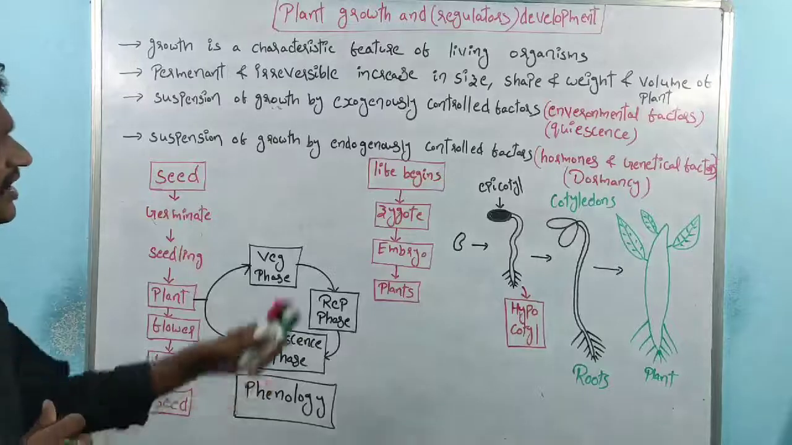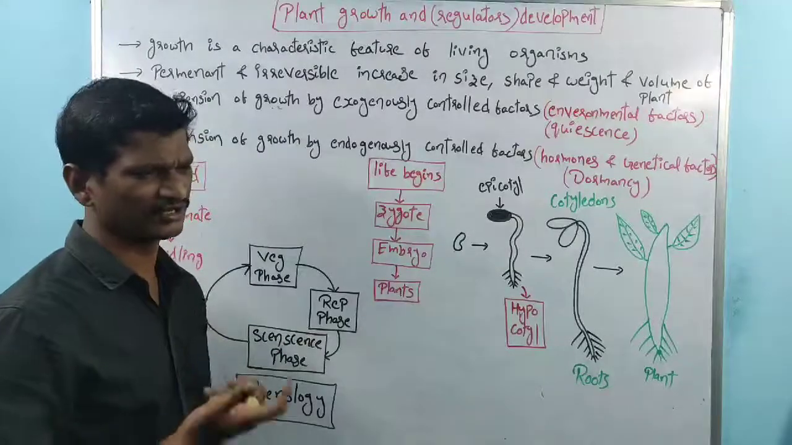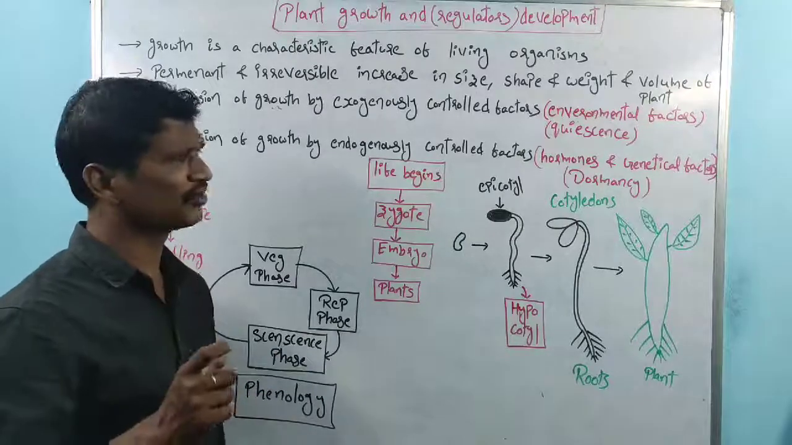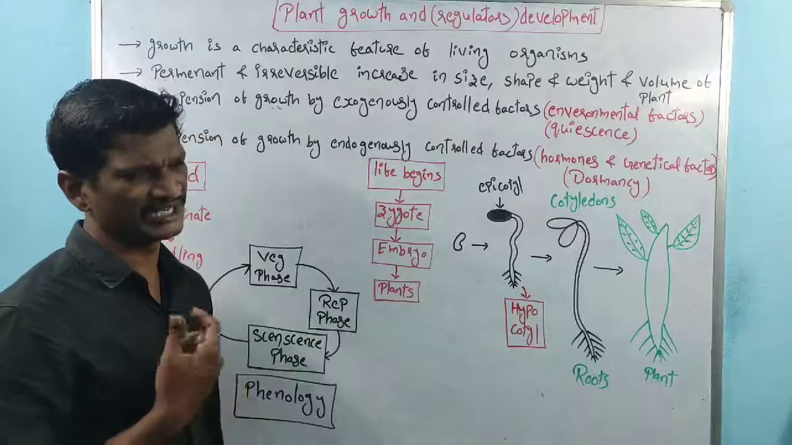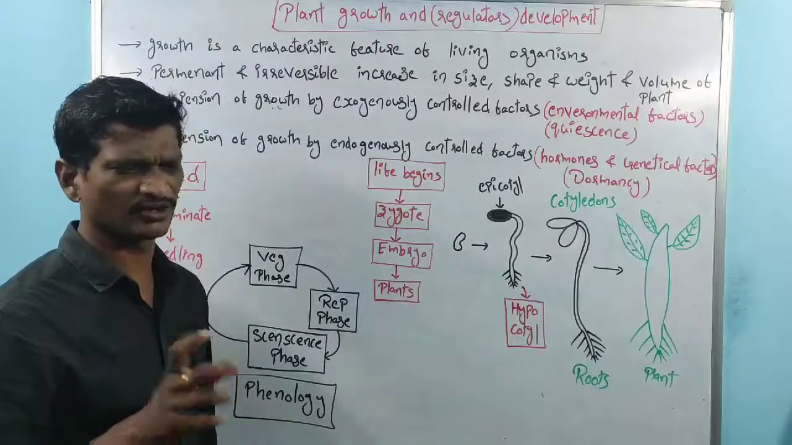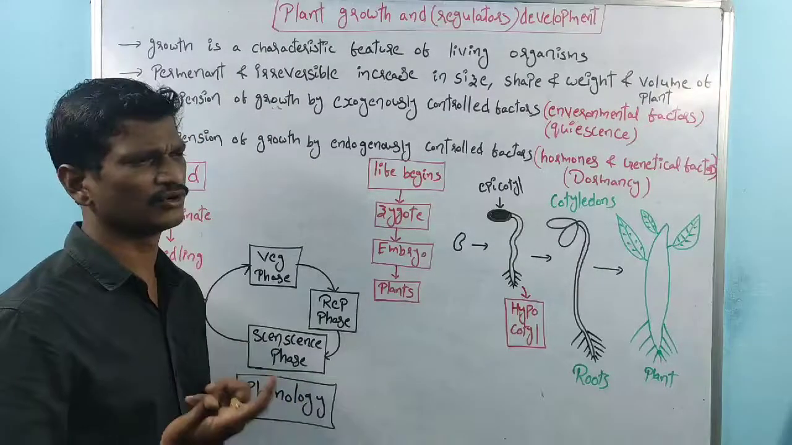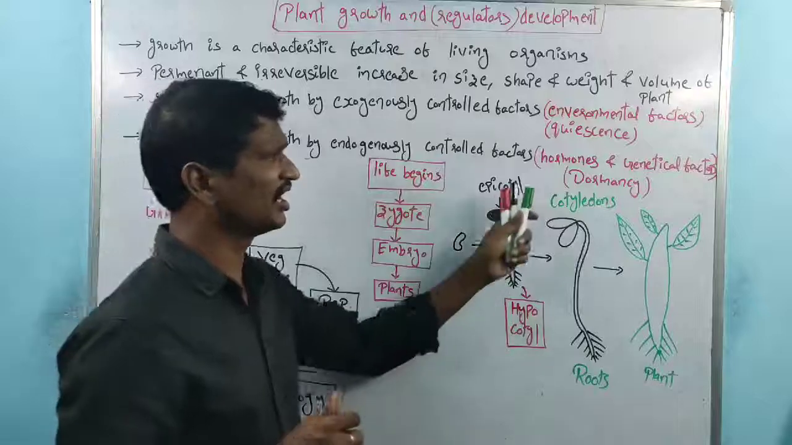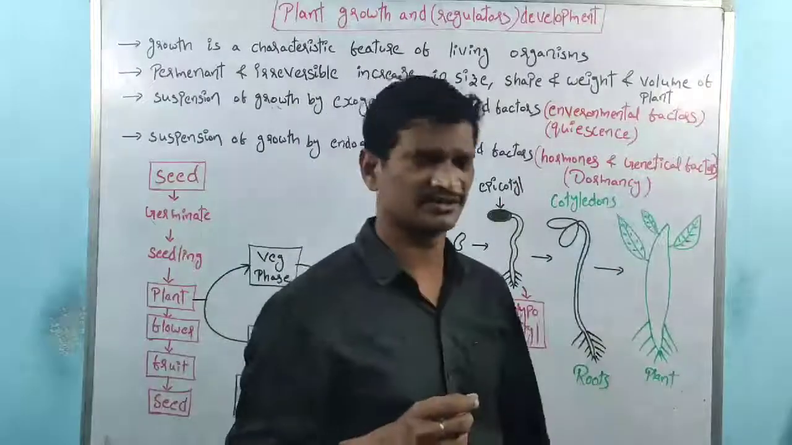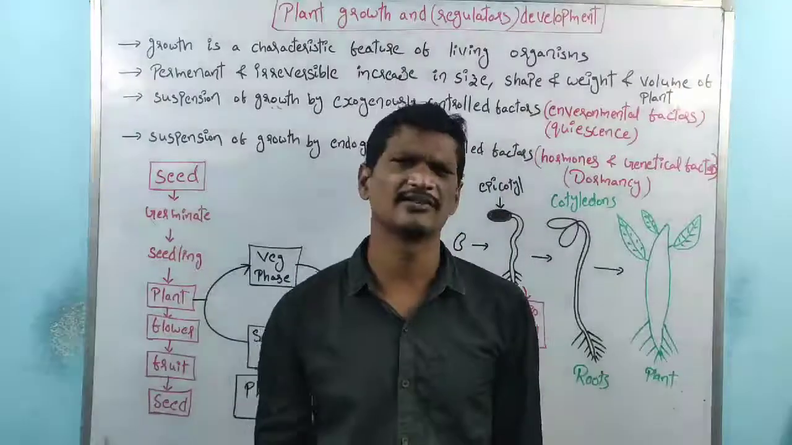Growth is inhibited by the internal factors. That is nothing but endogenous factors, right? So that is called dormancy. If internal factors inhibit the growth, the condition is called dormancy. If external factors inhibit the growth, the condition is called quiescence. So here hormones are the best examples, right? And genetical factors. See, hormones are also related to the genetical factors.